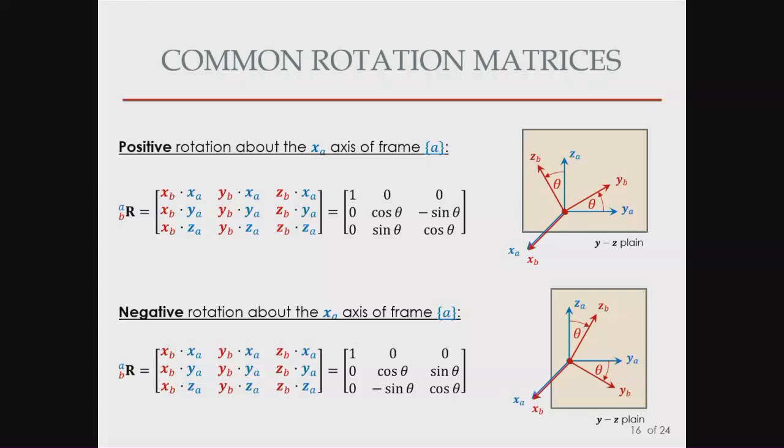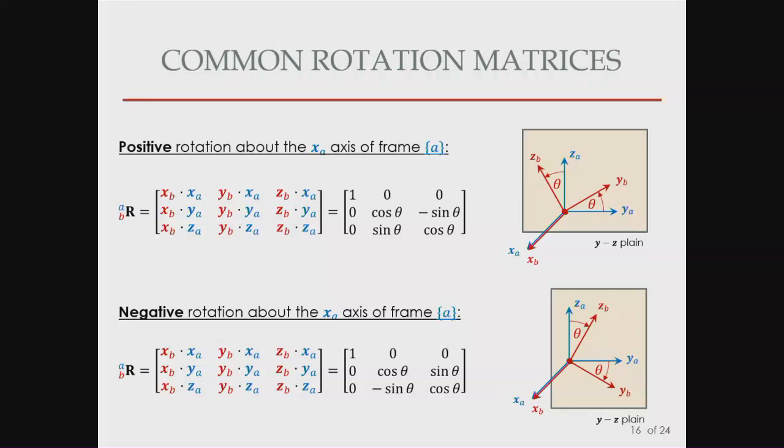But right now, I'm just following the rule that I told you, column by column. So let's look at, say, the first column. XB projected onto the axis of frame A. XB dot XA is the cosine of the angle between them. Both are aligned. The angle between them is 0. Cosine 0 is 1. So I have 1, all right?